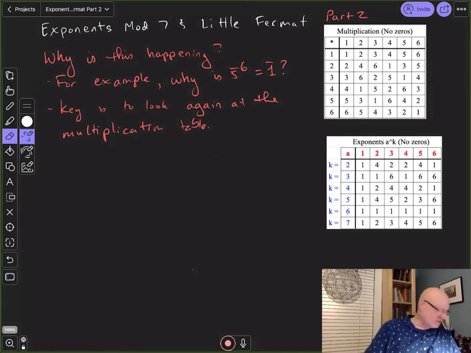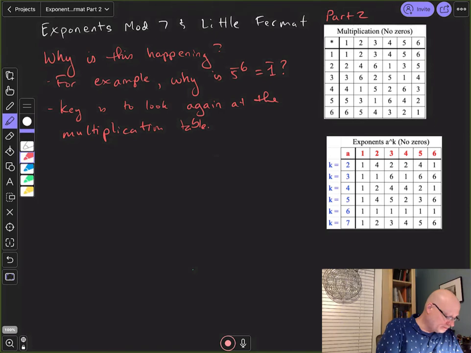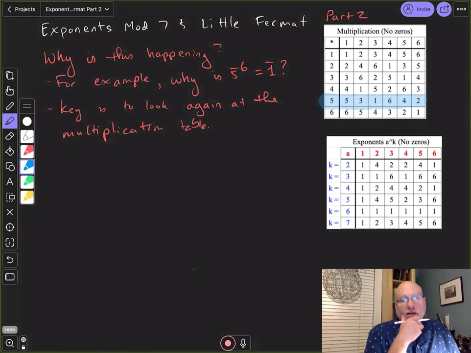Okay, so we're going to start by looking at row 5 in the multiplication table. So if we come over here to the top table and we look at row 5, the thing that we notice is that every single non-zero number in mod 7 is accounted for. We have 5 times 1 is 5, 5 times 2 is 3, 5 times 3 is 1, and so on and so forth. So we get all the non-zero numbers 1 through 6 in this row. Okay, so that's really important.